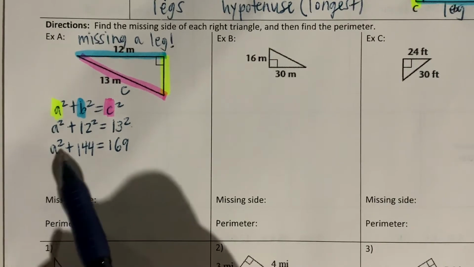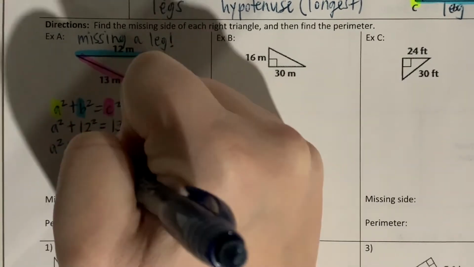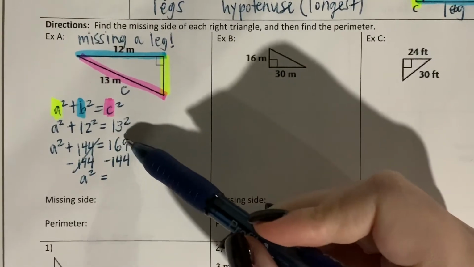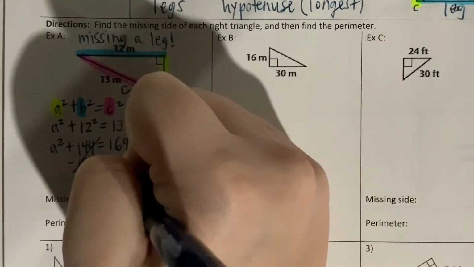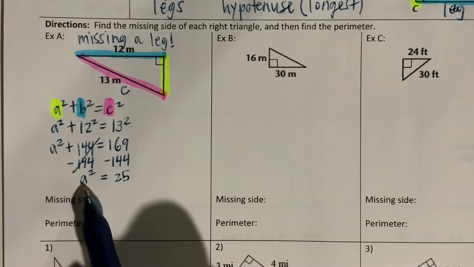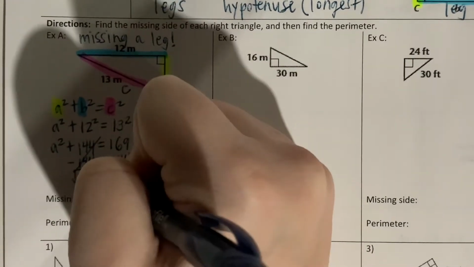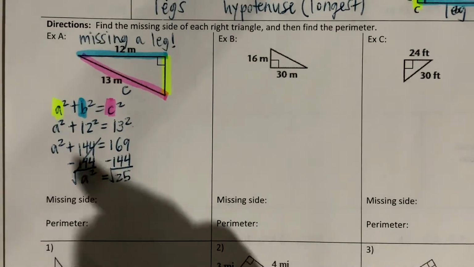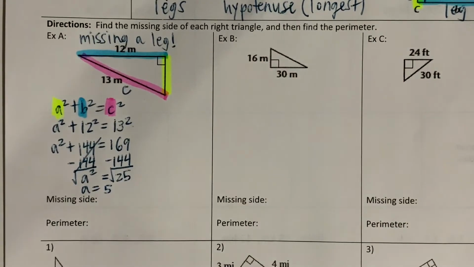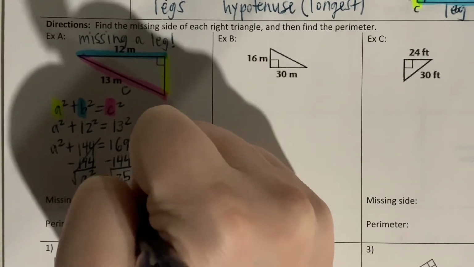I almost have this a squared by itself, but I need to move this positive 144 over to the other side. So I can subtract 144 from both sides, and I'll get a squared equals 169 minus 144, which gives me 25. And then my last step here, and we've talked about this recently, if I want to undo something squared or something raised to the second power, I can take the square root of both sides. And when I do that, I'll get that a equals 5. Square root of 25 is 5. So that means my missing side, in this case my missing leg, was 5 meters.